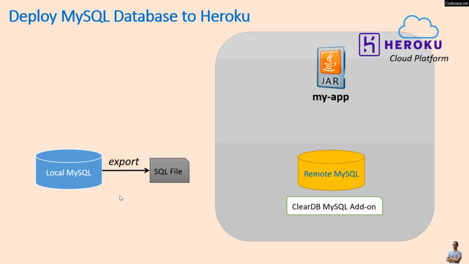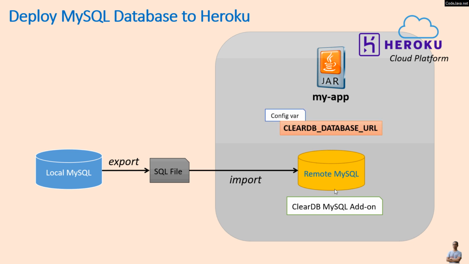And then you need to export the local database to a SQL file, and then import this SQL file to the remote MySQL server, and have the app access the deployed MySQL database via config var, such as the ClearDB database URL config var. Make sense?